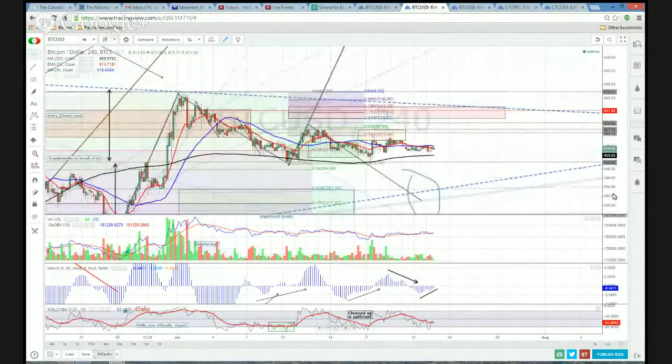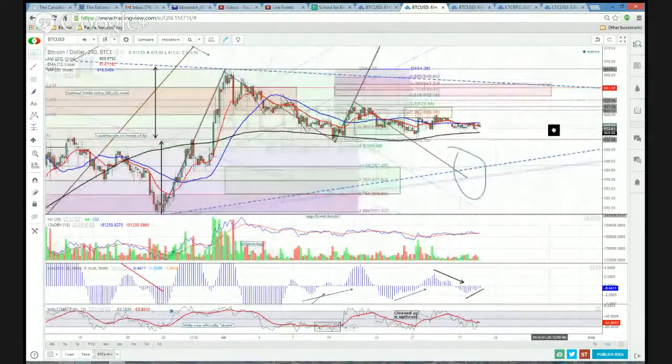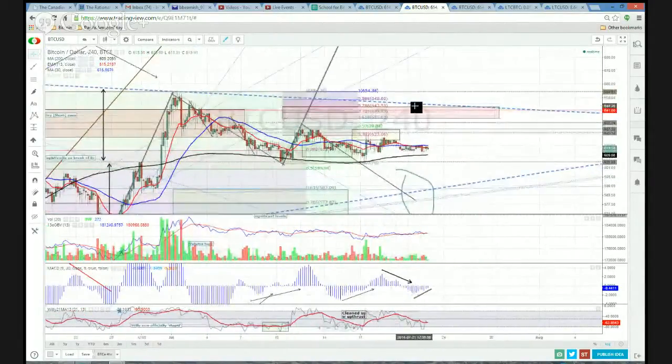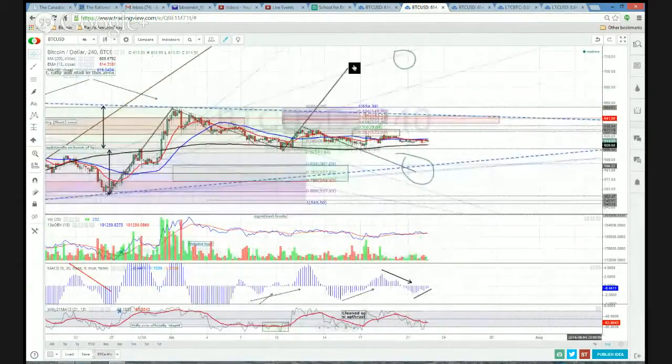If we do break down, I can see a lot of argument for a pullback down into this area: bearish ABCDs, trend lines, OTE long, sweet spots, that kind of idea. And if we do break out higher, then I'm looking for a rally up into this area initially, and then if we get any traction on that breakout, then up into here.